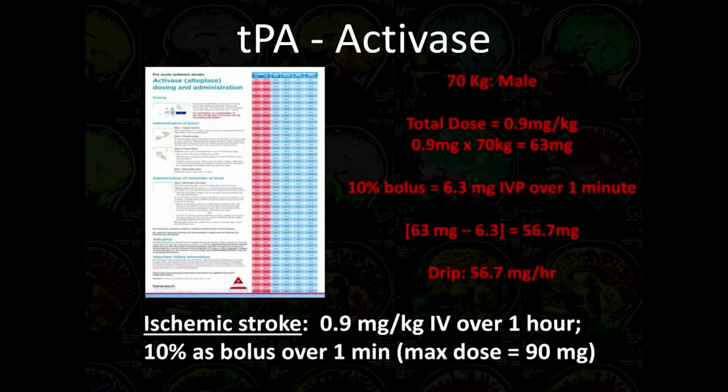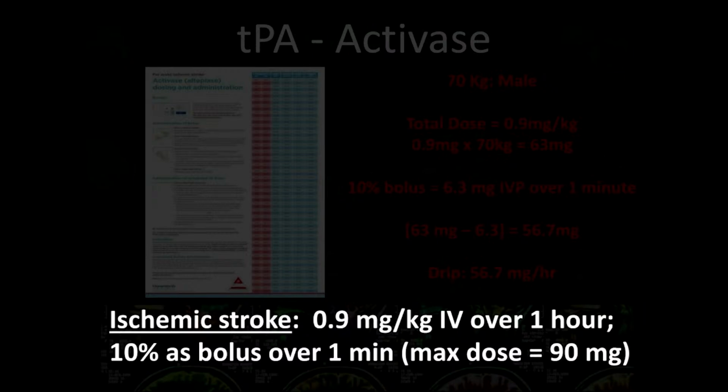If we think about TPA, Activase, it's important when you transport or dose these patients to understand, number one, how they're dosed, how the medication is supplied, and some problems that you may have if you don't confirm these different areas related to this drug. So for ischemic stroke specifically, the max total dose is always 90 milligrams.